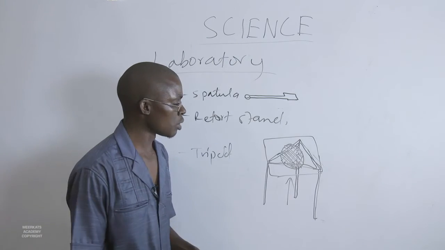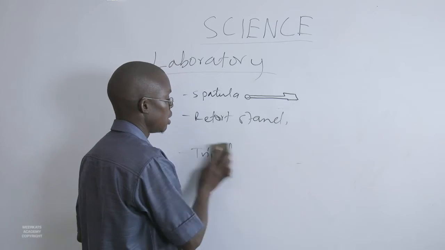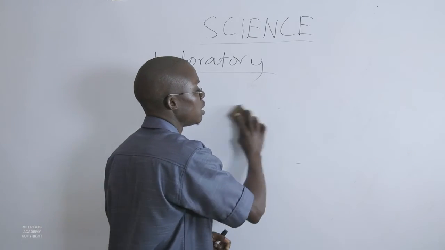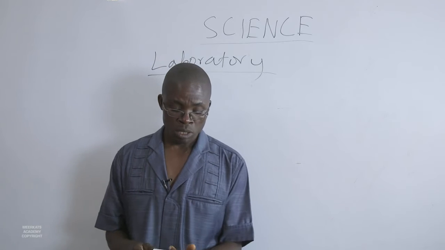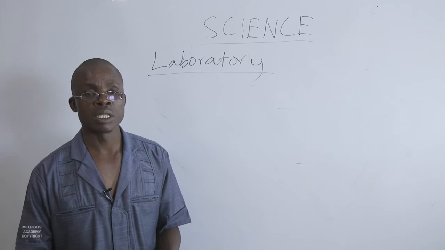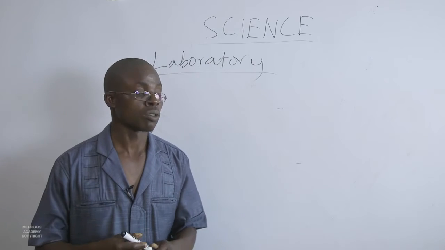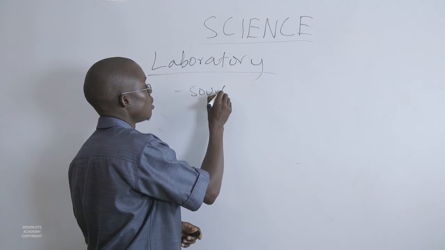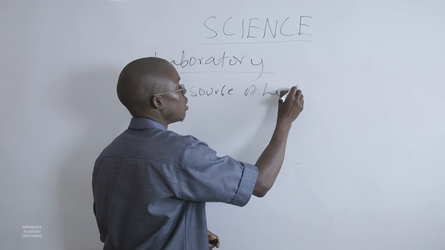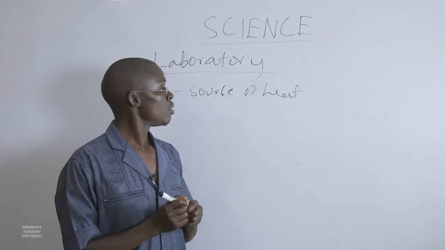Now, I've just mentioned something to do with heating. Very important. We cannot do without heating in the lab. So the main source of heat in the lab is a Bunsen burner. Source of heat in the lab.